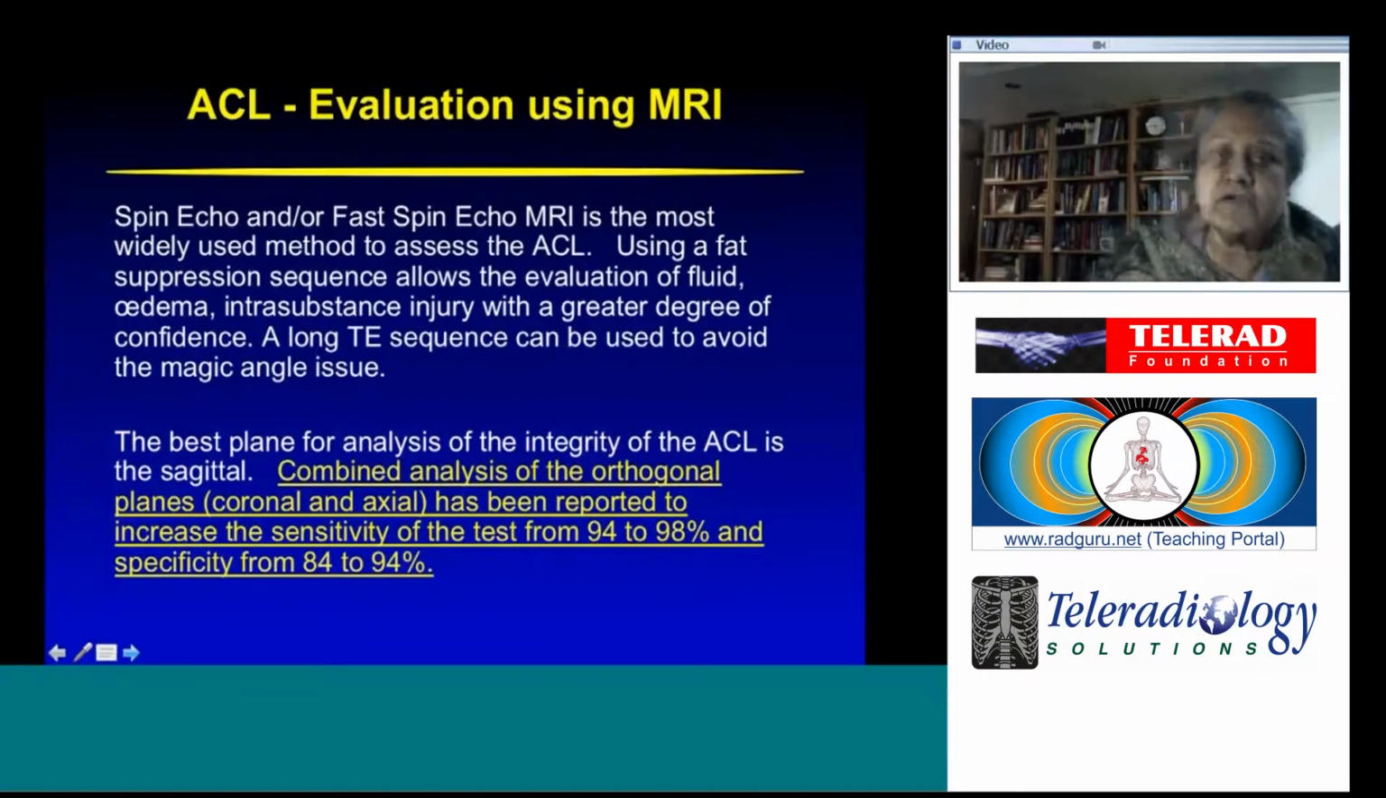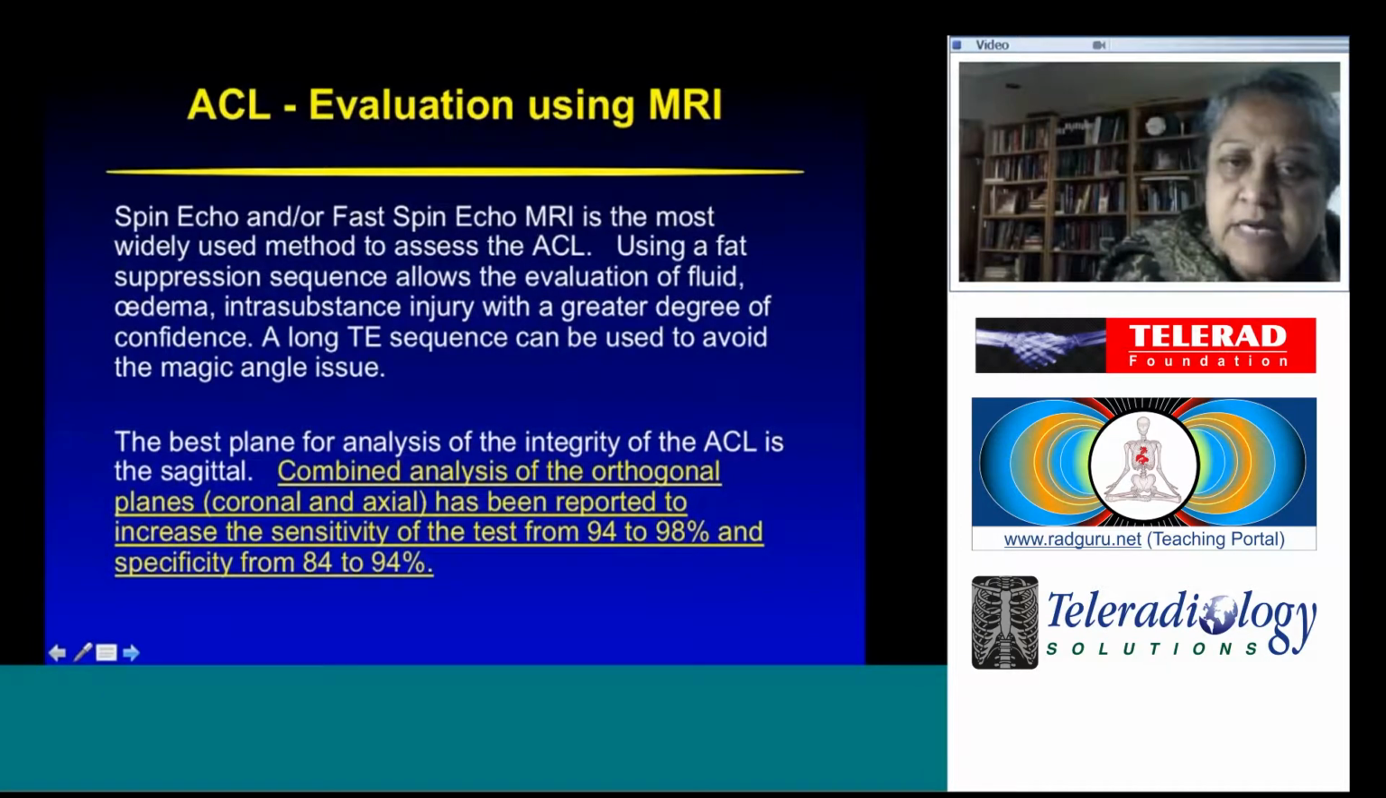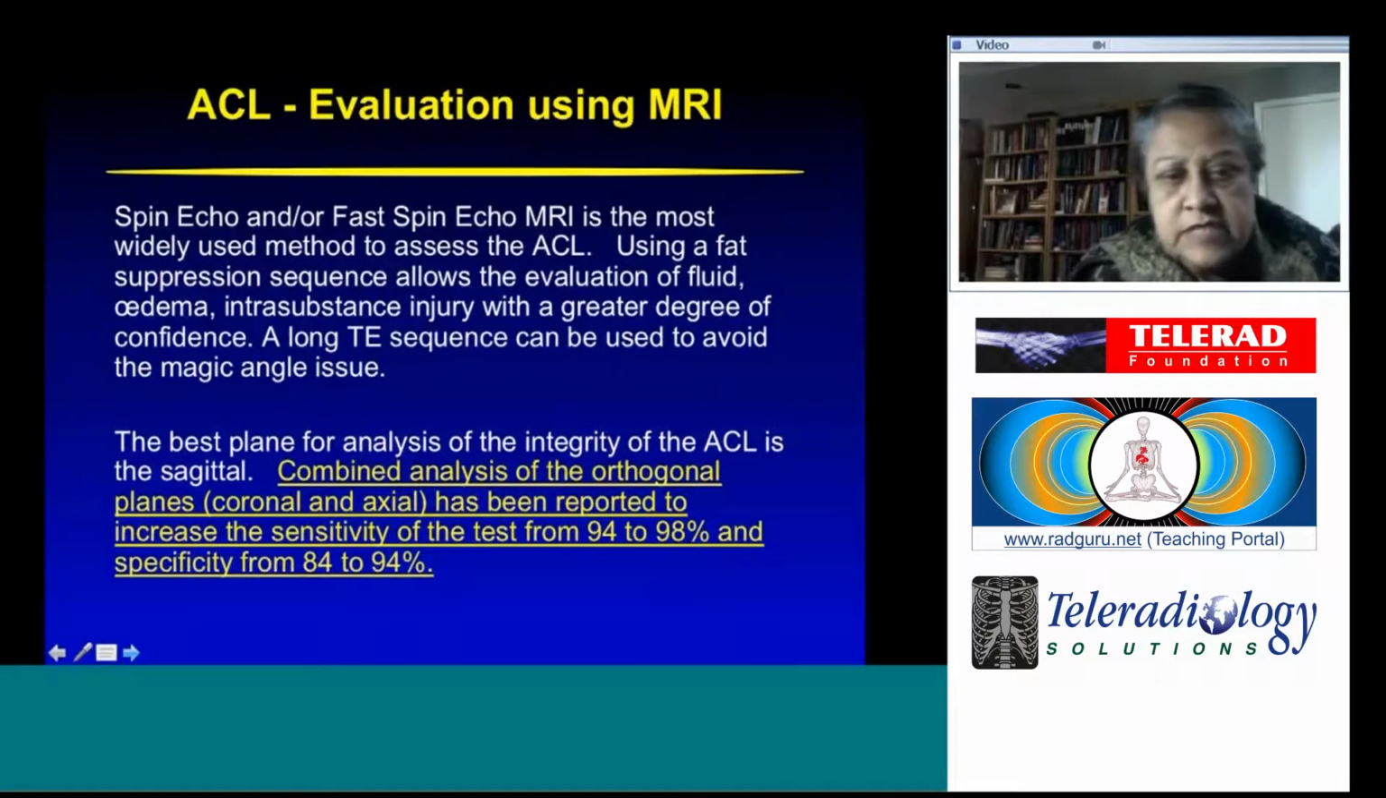What kind of sequences do we generally tend to use? We use spin echo and/or fast spin echo MRI, which is the most widely used method to assess the ACL. Using a fat suppression sequence allows the evaluation of fluid, edema, and intrasubstance injury with a greater degree of confidence. A long TE sequence can be used to avoid the magic angle issue, which we will discuss presently.